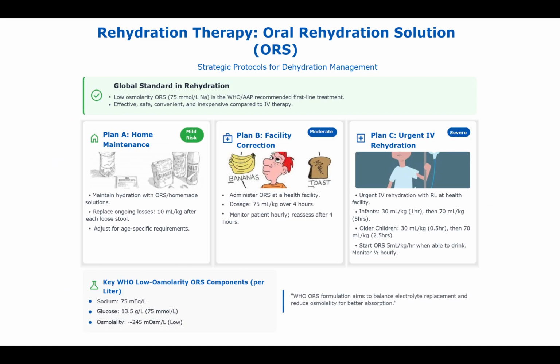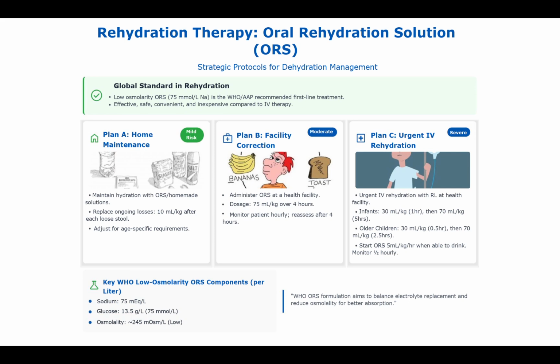Oral rehydration solution, or ORS, particularly the low osmolarity formulation containing 75 millimoles per liter of sodium, remains the cornerstone and first-line treatment for acute watery diarrhea across all age groups. The guidelines detail three treatment plans based on the severity of dehydration. Plan A is for children with no dehydration. This involves maintenance at home using ORS or safe homemade solutions.